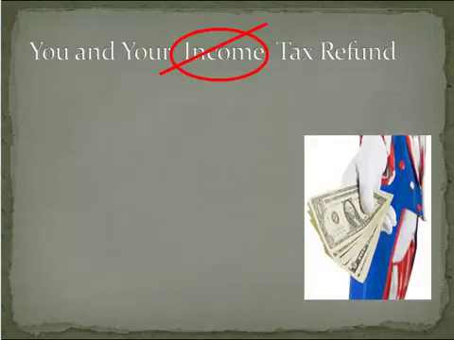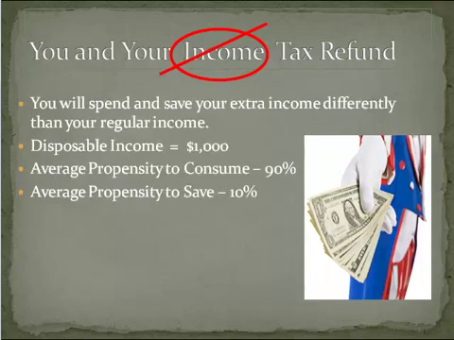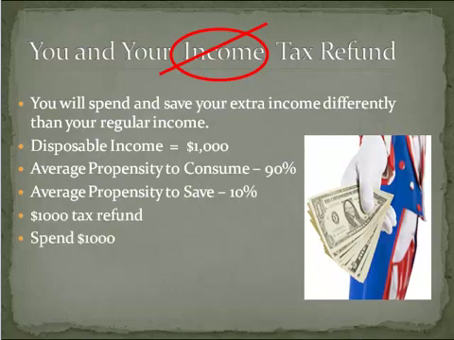There are two types of income that many of us have. Our regular income, but then sometimes we also get some extra money. For example, you might be getting a tax refund this year. How would you spend your tax refund dollars? Chances are you will spend and save your extra income differently than your regular income. So if you had $1,000 from your regular income, you might consume 90% of it and save 10% of it. But what if you got $1,000 back in your tax refund? I've asked many classes this, and some people will save a lot, and many people will spend all of it. So you can see here the propensity to consume that extra money may be different than your regular income.